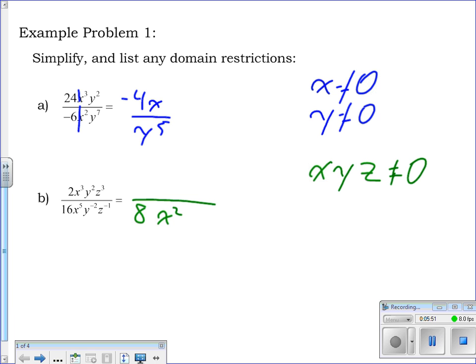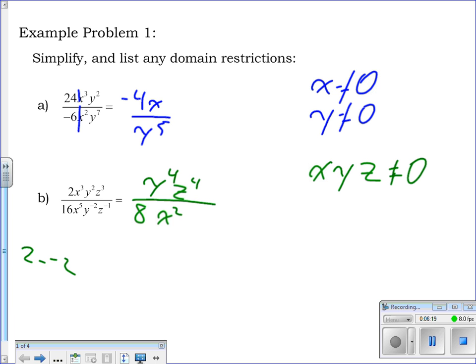2 minus negative 2. 2 minus negative 2 is not 0, it's 4. Where does it go, numerator or denominator? Numerator, because it goes where the bigger one was, and 2 is bigger than negative 2. So that means I have y to the 4th. And then 3 minus negative 1 is 4, and it goes in the numerator, z to the 4th.